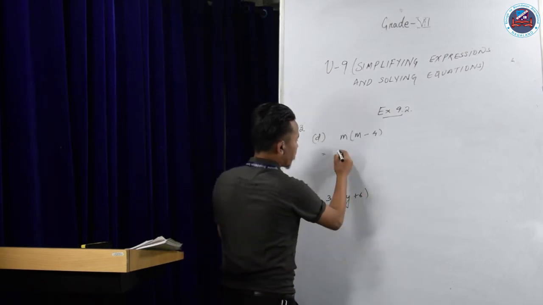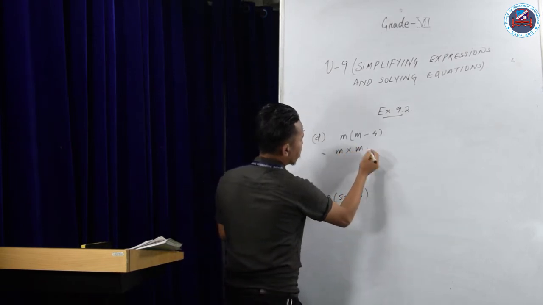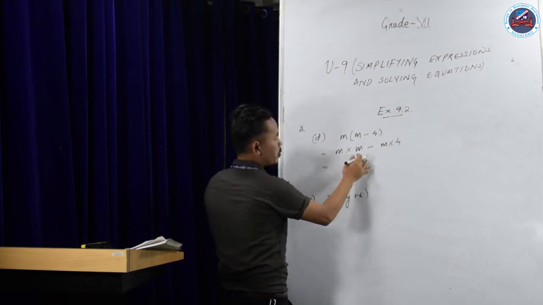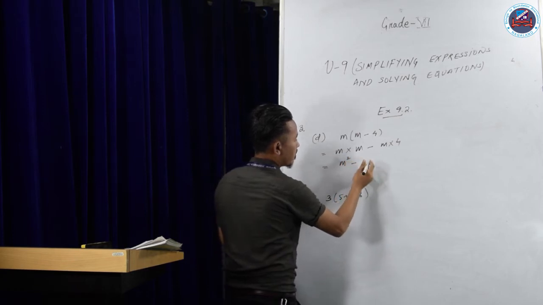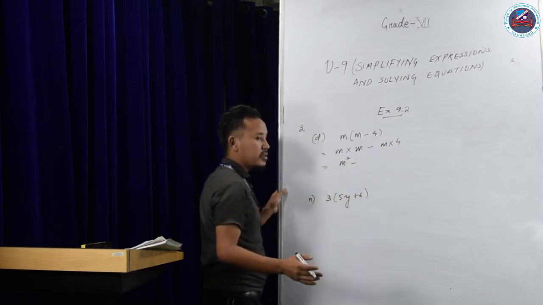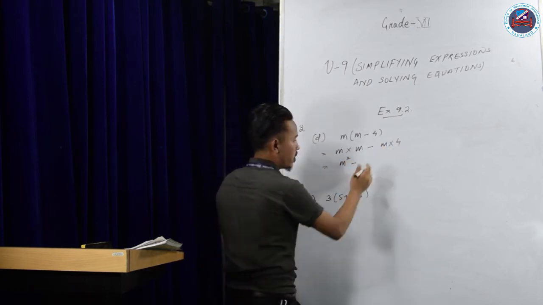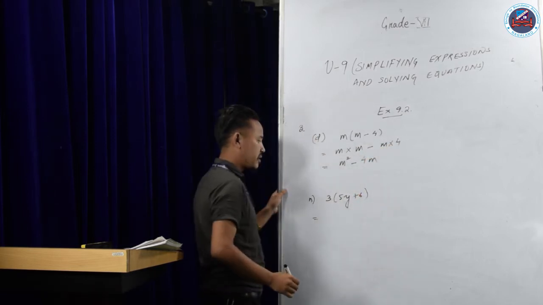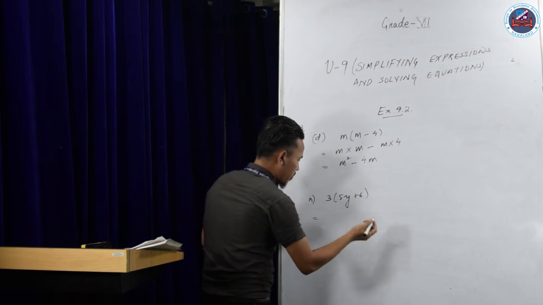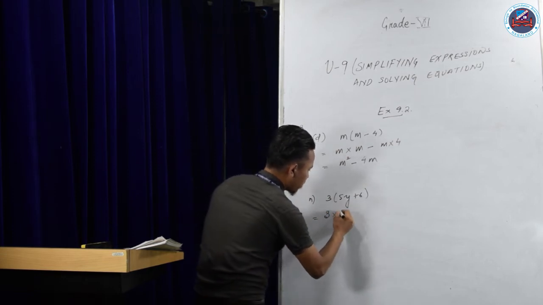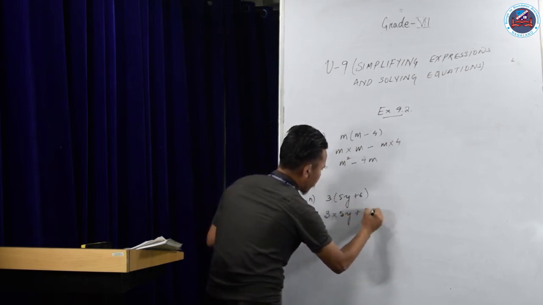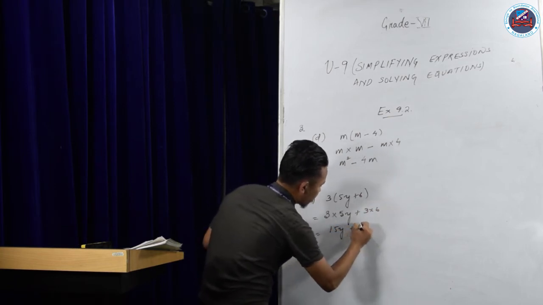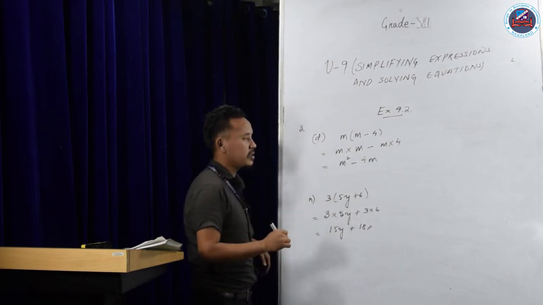On removing the bracket, this becomes m into m minus m into 4. m into m gives us m squared, minus m into 4. Remember always the numbers to be first and then the variable will follow. So m into 4 gives us 4m. The same way here, on removing the bracket, we get 3 into 5y plus 3 into 6. We get 15y plus 18.